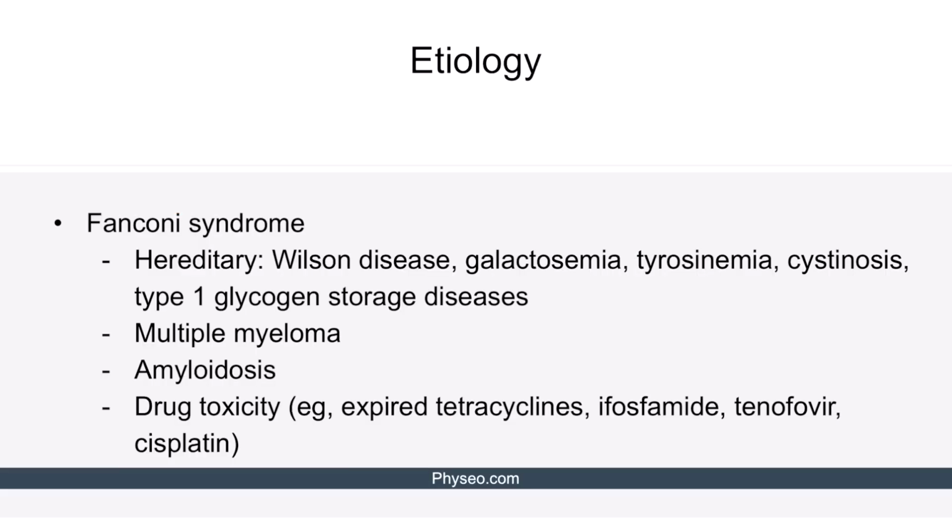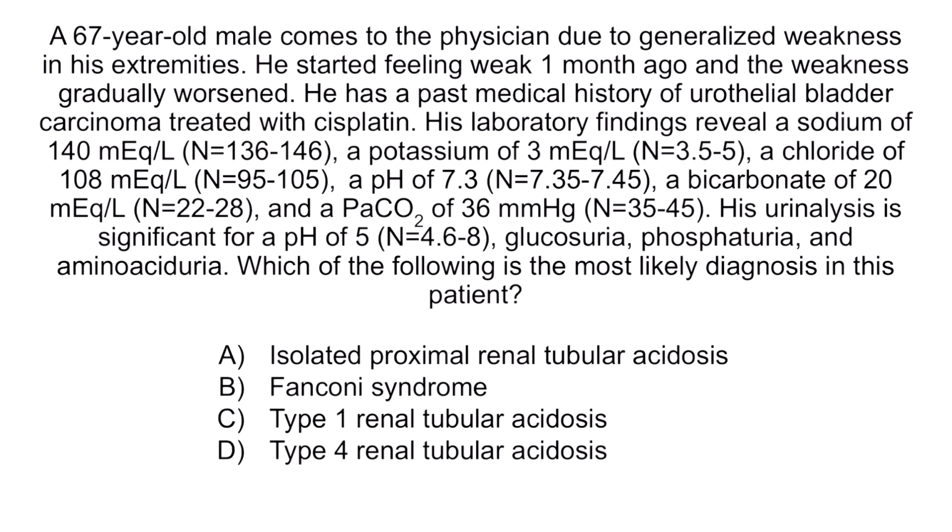Recall from this slide that cisplatin is one of the many nephrotoxic drugs that can cause Fanconi syndrome. It's known to be toxic to proximal convoluted tubule cells, affecting their overall function. Now let's discuss why options C and D are incorrect. Option C, type 1 RTA, is incorrect because although type 1 RTA is characterized by hypokalemia, it usually has a urine pH of 5.5 or higher. This patient's urine pH is 5. Option D, type 4 RTA, is incorrect because this is characterized by hyperkalemia rather than hypokalemia.